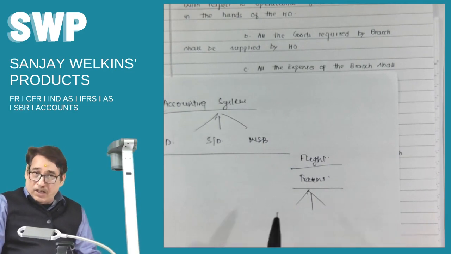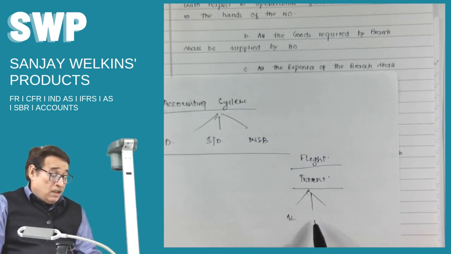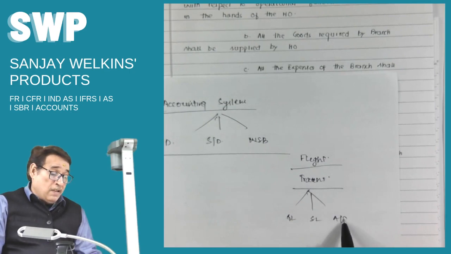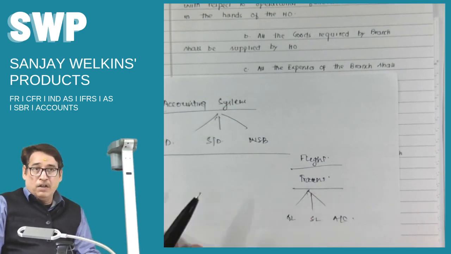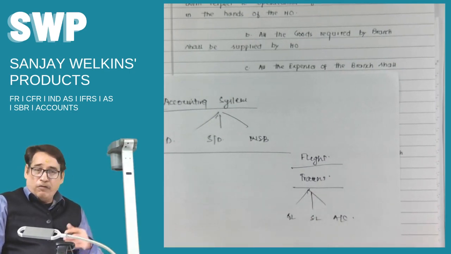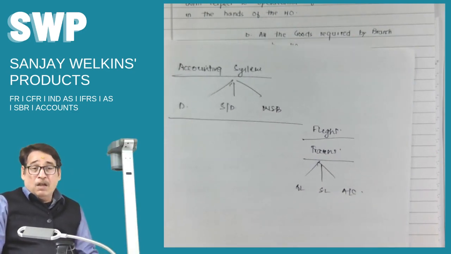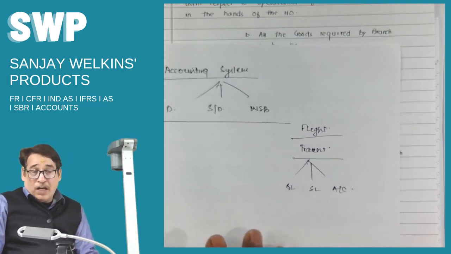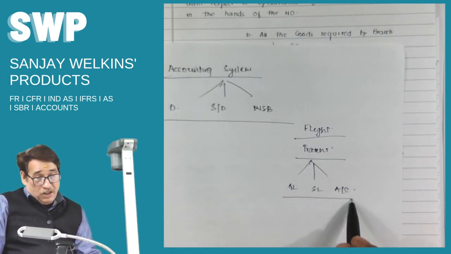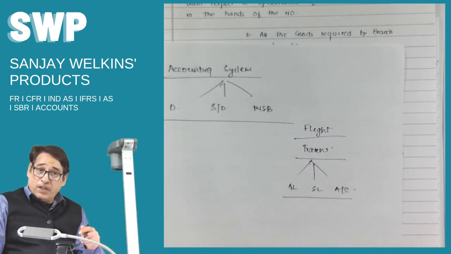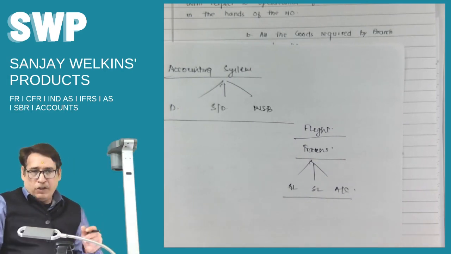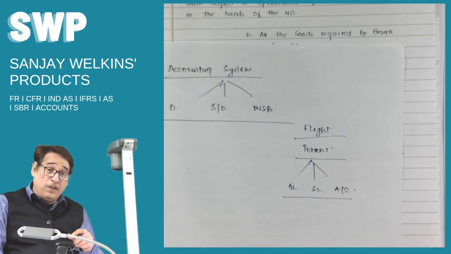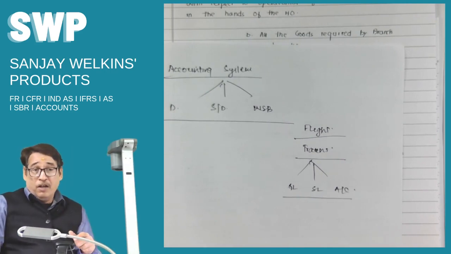There are lots of classes. There is general class, there is sleeper class, there is AC class, isn't it? Similarly, in the case of flights, we'll find there is premium class, there is VIP class, there is economy class, etc. Now the question is, why so many classes are there? If I ask you this question, I'm very sure that each one of you will be able to give me the answer very quickly.